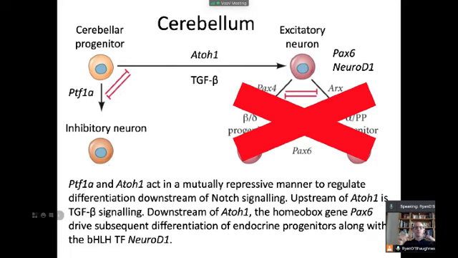And upstream of ATOH1 signaling, as before, is TGF-beta signaling. Downstream of ATOH1, the homeobox gene PAX6 drives subsequent differentiation along with the basic helix loop helix transcription factor NeuroD1. So the same transcription factor binary decisions are being used in different tissue systems with different outcomes.